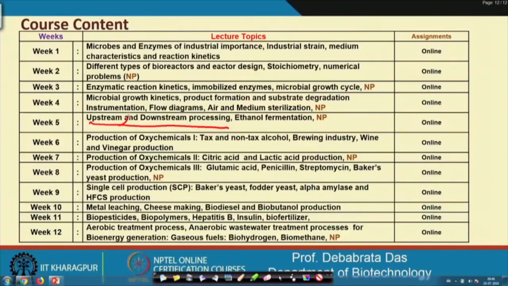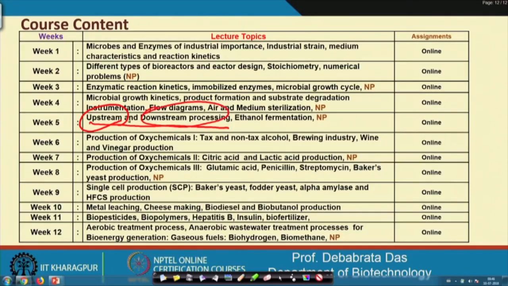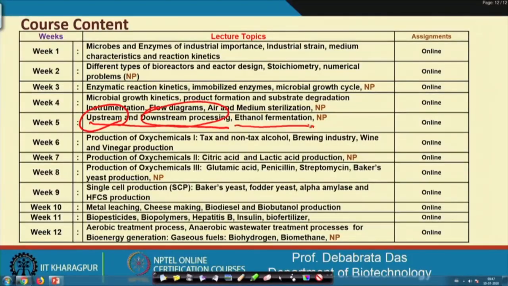This will be followed by upstream and downstream processing. Upstream process deals with whatever processes are involved before the fermentation process, and downstream processing means the processes involved after fermentation is over. For that reason, downstream processing is considered, in other words, the purification process. Now, then I shall switch over to the different fermentation processes.